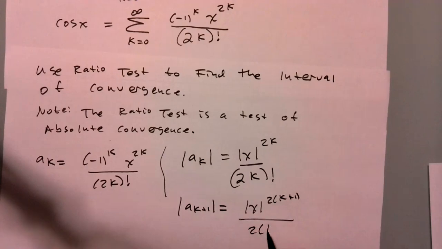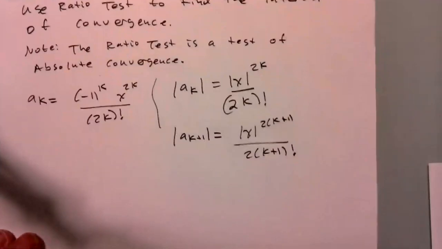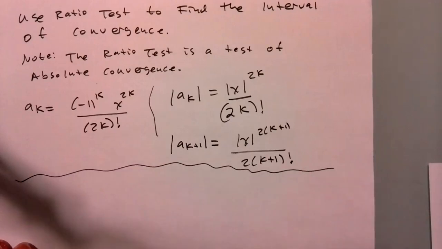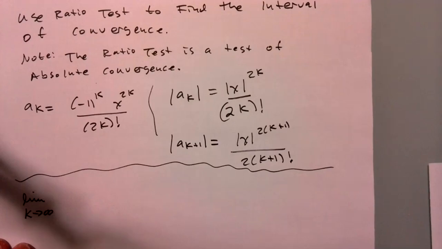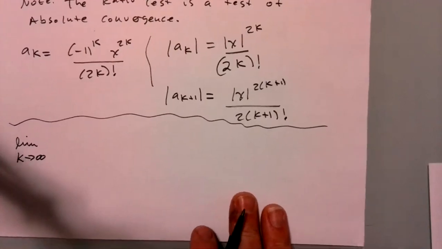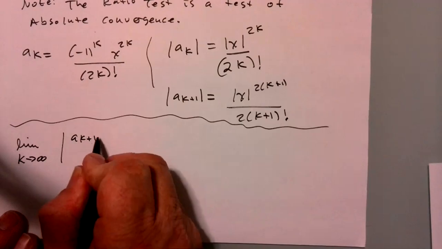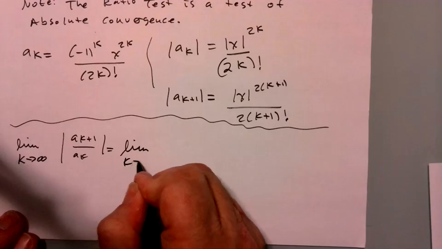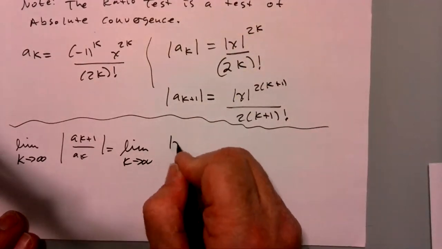Over 2 times k plus 1 factorial. And the ratio test requires me to look at the limit as k goes to infinity of a sub k plus 1 divided by a sub k. Limit as k goes to infinity, and I'm sorry, we're in a shadow there. Limit as k goes to infinity of the absolute value of a sub k plus 1 over a sub k. Which is the limit as k goes to infinity of this divided by this. So that's the absolute value of x.